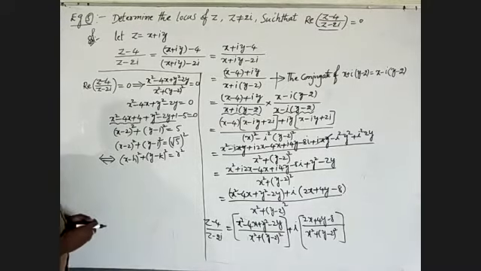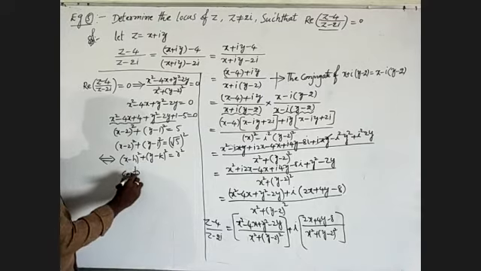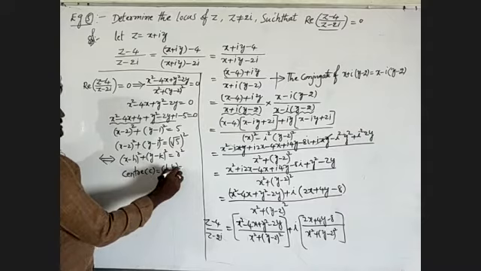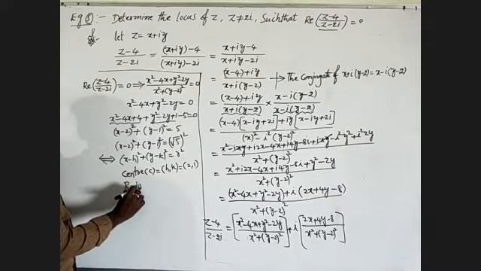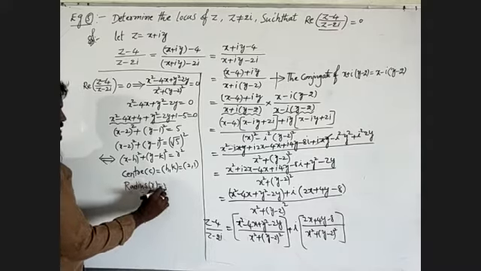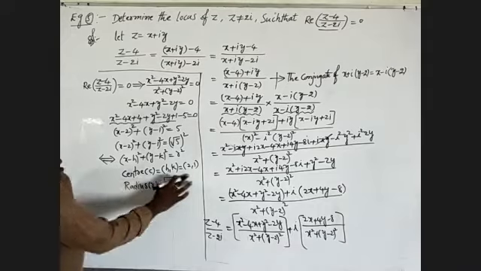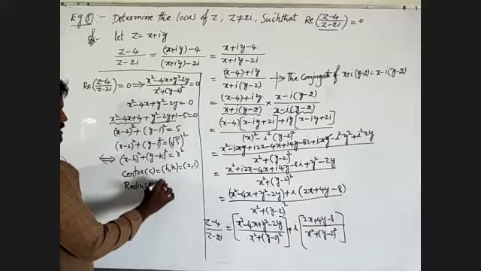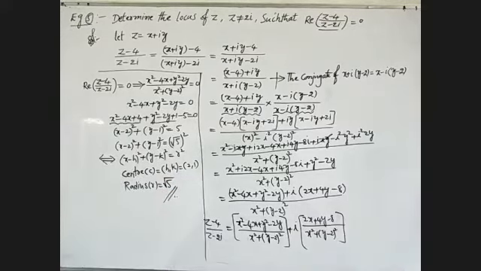This is the given locus of z, where the center C(h, k) is (2, 1). After that, we write the radius, small r, as root 5, since r square is root 5 whole square. This is the value of the center and radius of the given circle.